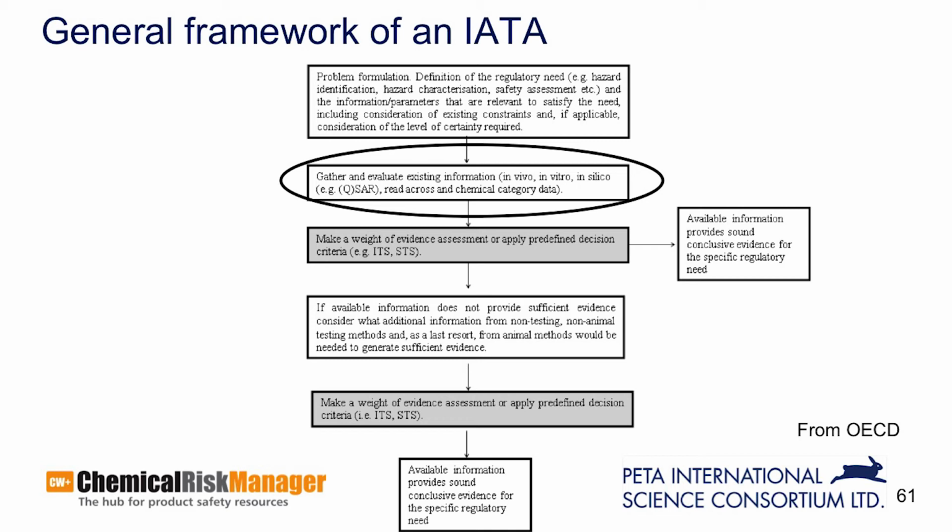Following on from that is the process of gathering and evaluating existing information. So the use of existing in vivo data, in vitro data, gathering in silico or making in silico predictions and read across and so forth. And that's at the heart of the IATA approach. From that, we need to make some kind of weight of evidence assessment through, as I mentioned, an integrated testing strategy or similar. And then that may give us sufficient information and sufficient evidence to make a decision. If it doesn't, then we'd have to consider how we can supplement that, preferably with non-test data, to be able to make the decision that we require. Again, that would re-enter the integrated testing strategy to enable a weight of evidence assessment to be made.